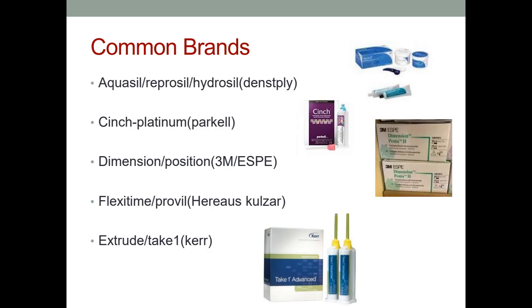Now we will see the common brands available for addition silicone material. These can be Aquasil, Zhermack, Platinum, Dimension, Express of 3M, Flexitime. Different brands have different names. This is just for your reference to understand which is addition silicone. As I told you, they always come in equal proportion, as you can see in the box also. One is blue, which is the catalyst, and one is white, which is the base.